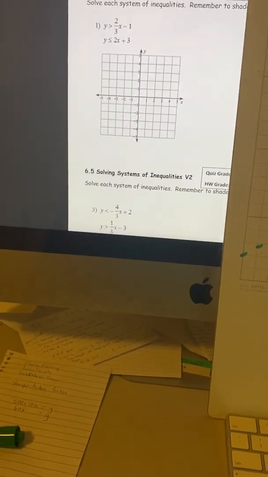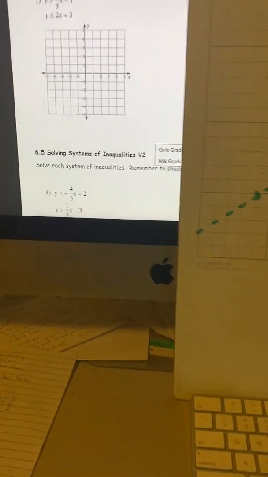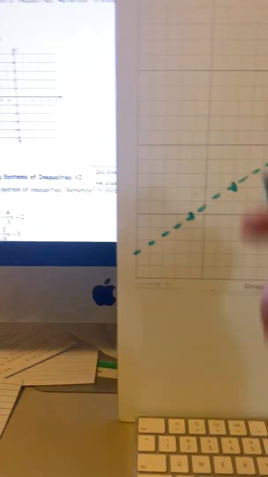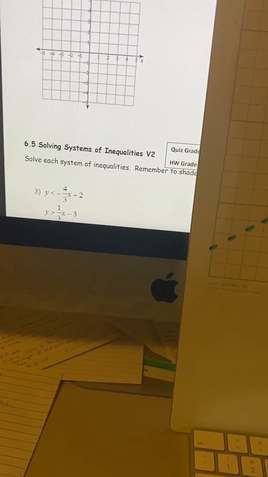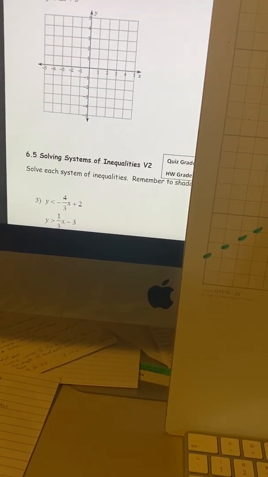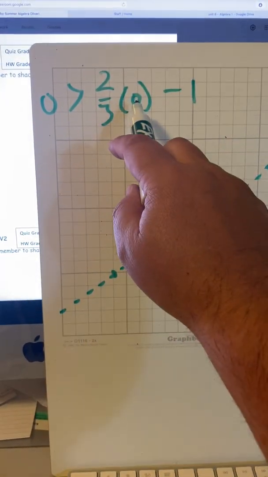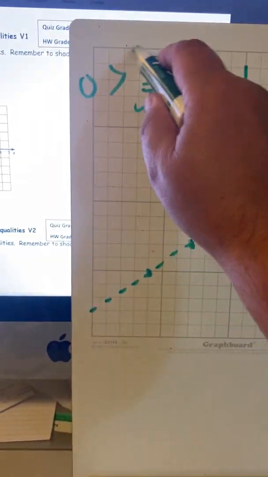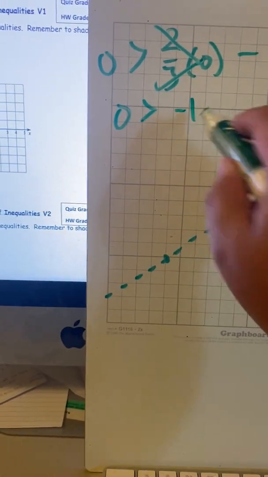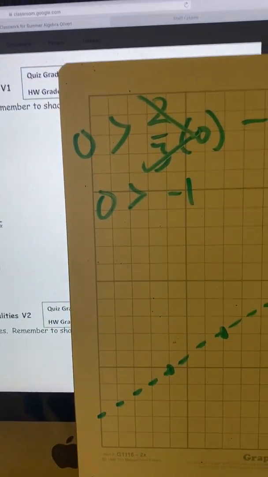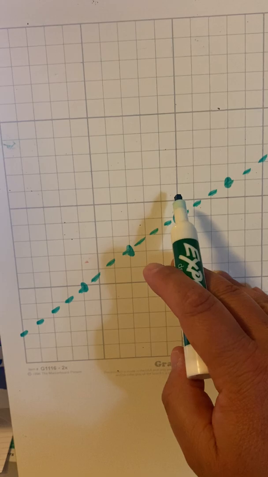We have to shade the graph. Remember that? How do I test the shading? I take the origin, (0, 0). I put 2/3 times 0 minus 1, and put the 0 over there. I substitute 0 for the ordered pair of the origin, 0 in for the x, 0 for the y. They wipe out. I'm left with 0 is greater than -1. Is that a true statement? Yes, it is. So because it is a true statement, I have to shade the part of the graph that contains the origin. The origin is right here. That means everything up here will be shaded green in this case.